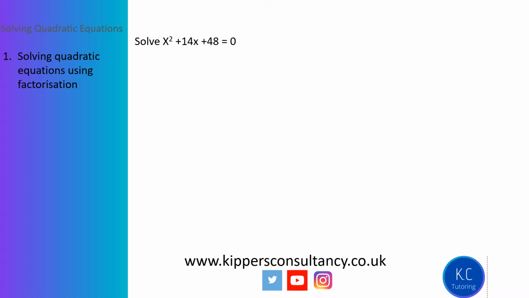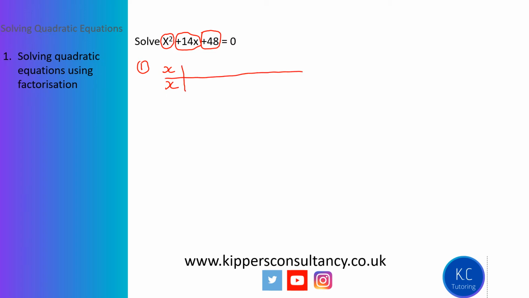The first thing we're going to do is break the quadratic equation into its three terms. So the first term is x squared, the second term is plus 14x, and the third term is plus 48. So the first step is to work out how we make x squared. Well, we make x squared by multiplying x and x, and this is going to form a basic table to help us.